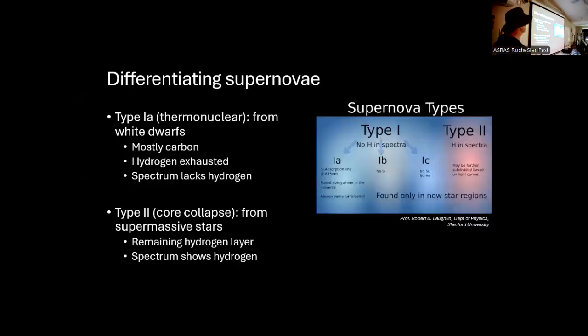Again, if you look at these, there is the type 2 hydrogen spectrum, no hydrogen because there wasn't any when they collapsed. Type 1A, I wanted to show this because the type 1A supernova are always the same absolute luminosity.